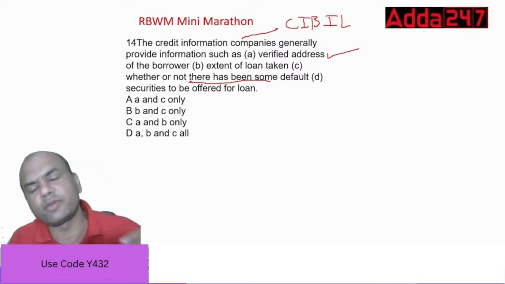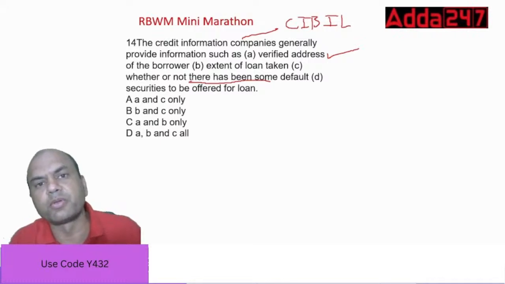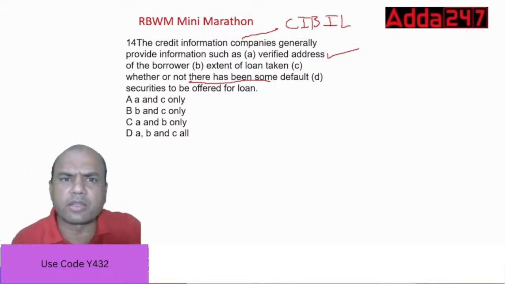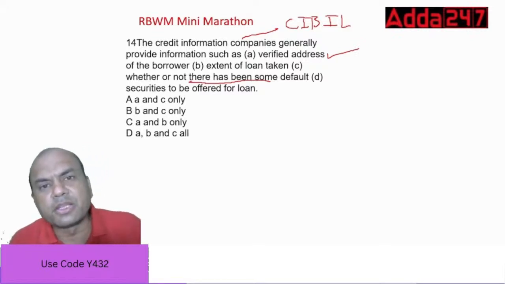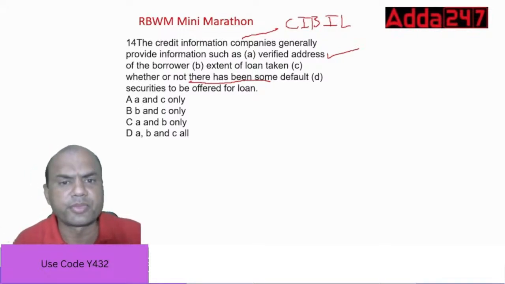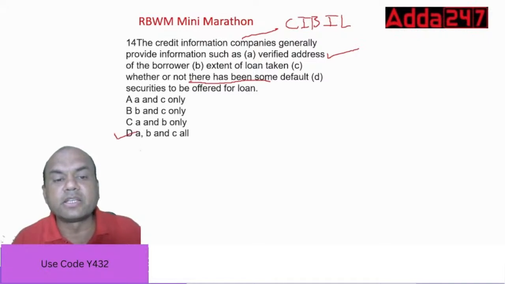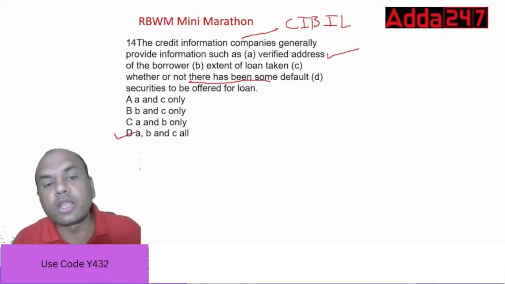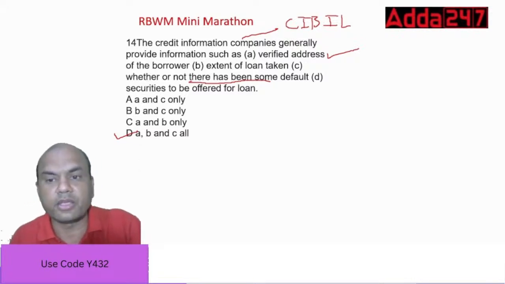Suppose I have taken 3 to 4 loans earlier and repaid them regularly. But will CIBIL know that I have bought a new house that I can offer as security? It won't know. So that's why the answer will be A, B and C only, not D. Securities to be offered won't be the answer over here. Clear everyone? Move on.